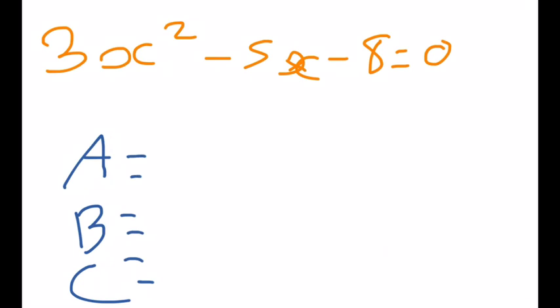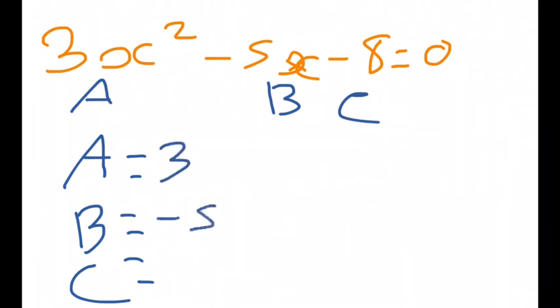If you guys don't know how to find it, we just have to go in alphabetical order, A, B, and C. So we know that A is 3, B is -5, and C is -8.